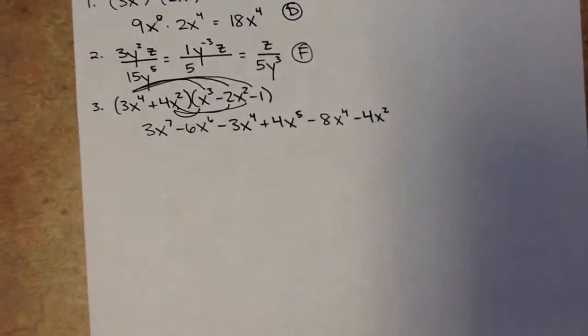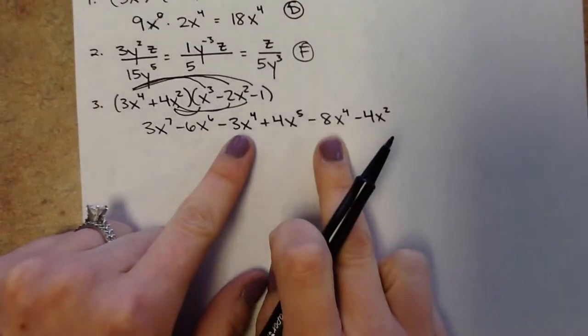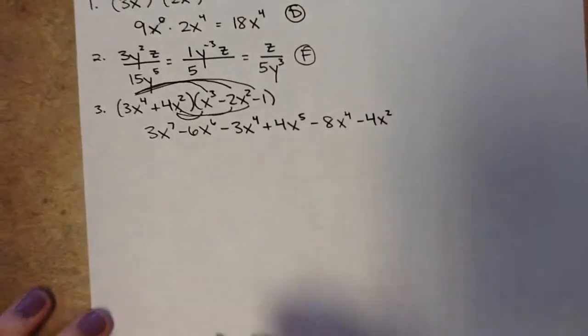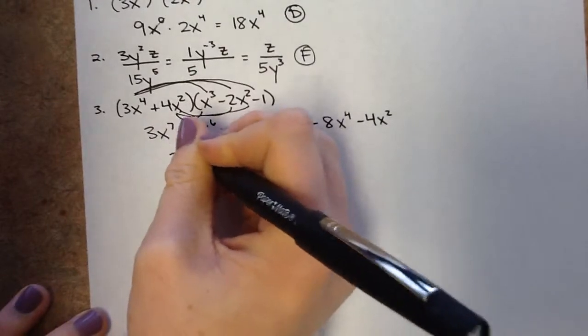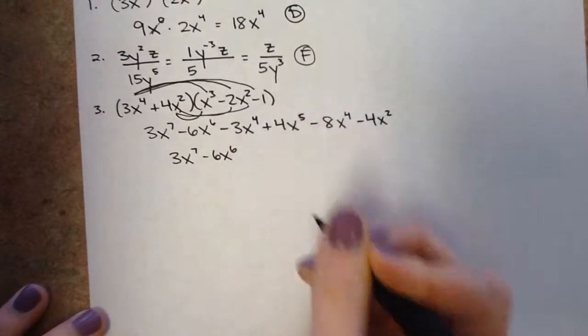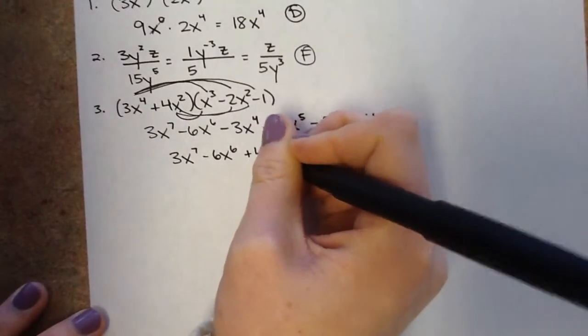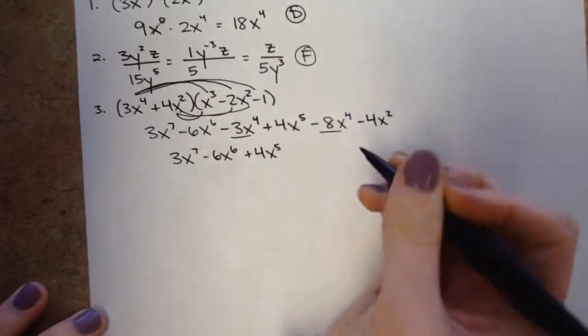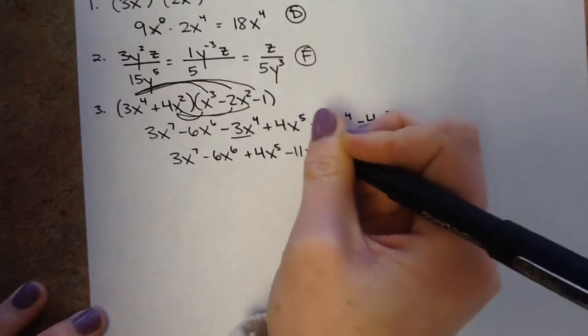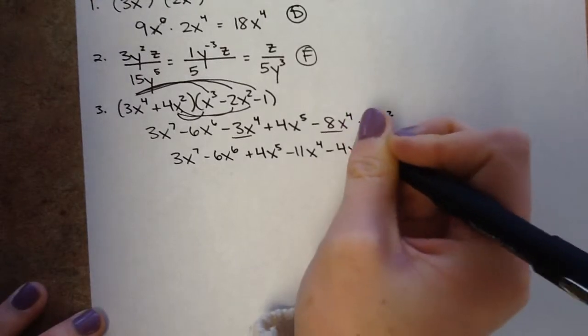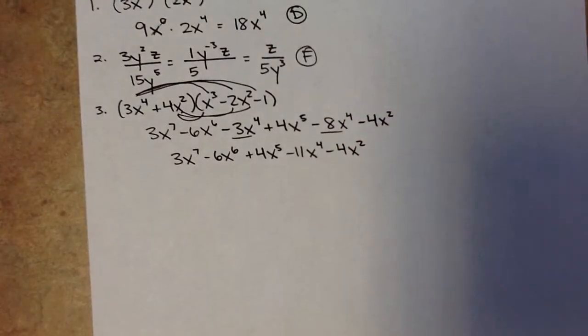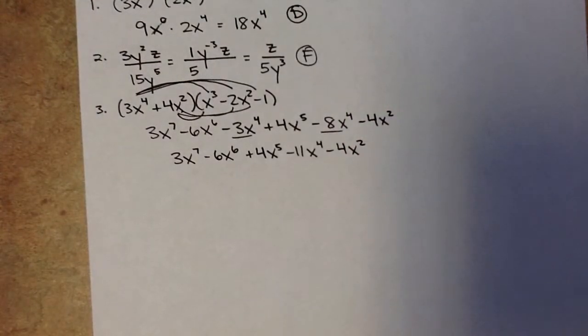So what we need to do is combine like terms. We really don't have many. We just have these 2 actually, are the only like terms. So I have 3x to the 7th, and then negative 6x to the 6th. 4x to the 5th, I combine these 2 up and I get a negative 11 for my coefficient. And then minus 4x squared. So, whew, that's a lot to match up. Okay, let's see. It looks like it matches B.